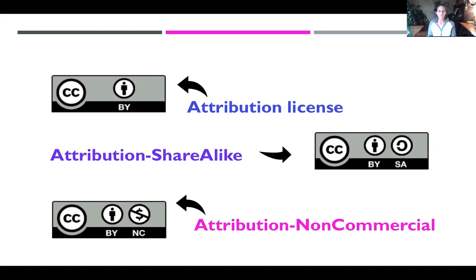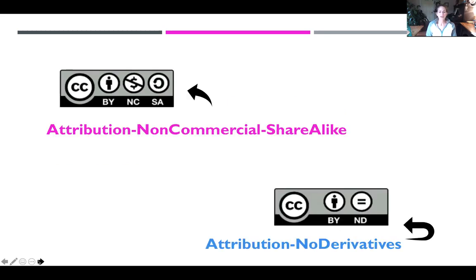okay? This one on the bottom is Attribution Non-Commercial. So give credit, but the person cannot make money on it, okay? And then the Attribution, Non-Commercial and Share Alike, just what it means. Give credit, you can't make money on it, and you need to share the same license when you share that same work. And then Attribution, No Derivatives.